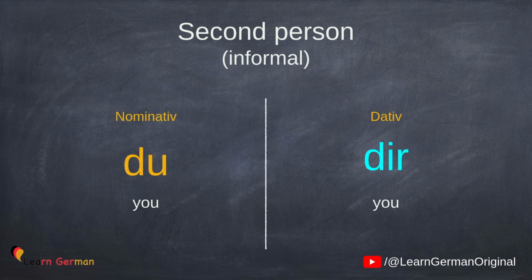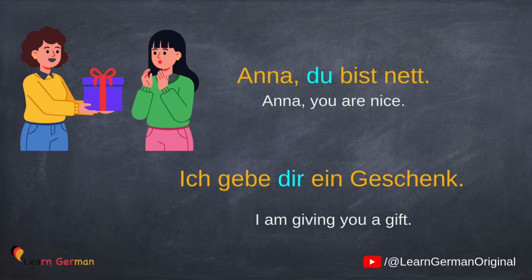Second person informal du. In Dativ, the personal pronoun is dir. Let's see how to use this in a sentence. Anna, du bist nett. Ich gebe dir ein Geschenk. In this sentence again, ich is nominative, ein Geschenk is accusative, and dir is the dative object. In dative, the personal pronoun du changes to dir. You must have noticed that the sentences are similar in all the cases. We have used similar sentences because it's easier to identify what's the nominative and the accusative. This helps in identifying the dative personal pronoun.